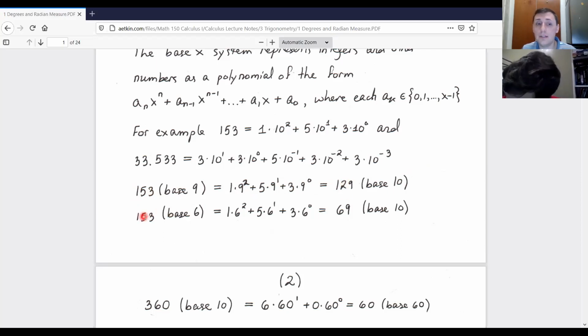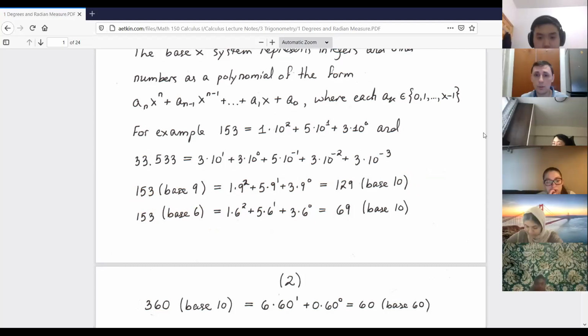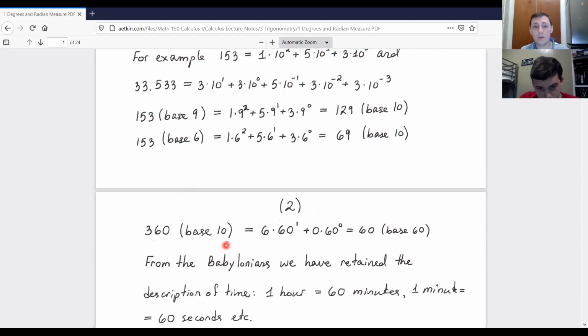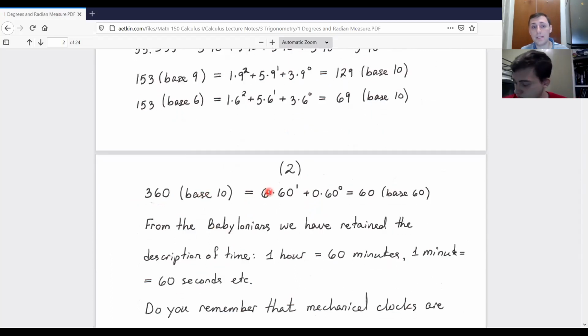If I convert 153 in base 6 into base 10, that's 1 times 6 squared plus 5 times 6 to the 1 plus 3 times 6 to the 0, which ends up being 69. Good. And if I have 360 in base 10, look what happens. That means I have 6 times 60 to the power of 1 plus 0 times 60 to the power of 0. I took it as base 10 and I want to convert it to base 60.